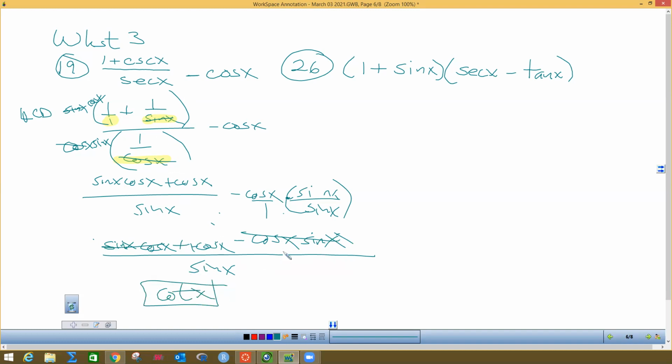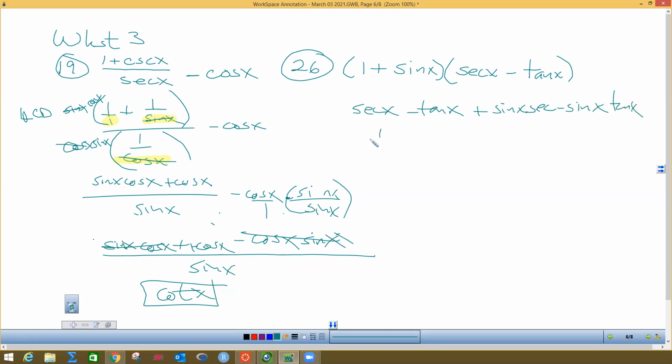There's a way faster way. If you want me to show you in class, I will. Over here, I'm going to FOIL these two. So 1 times secant is secant x. 1 times negative tangent is negative tangent x. Sine times secant is positive sine x secant x. And then sine times negative tangent is negative sine x tangent x.